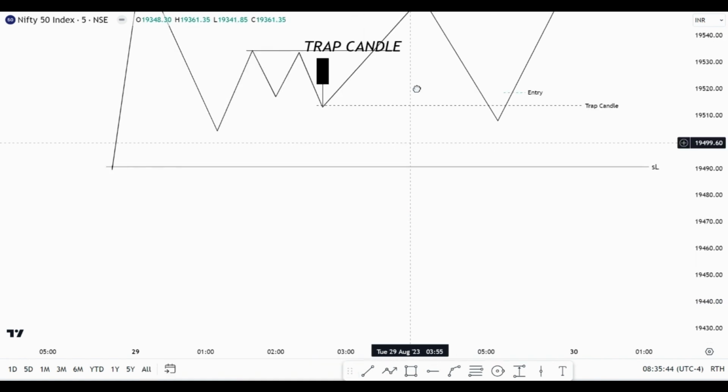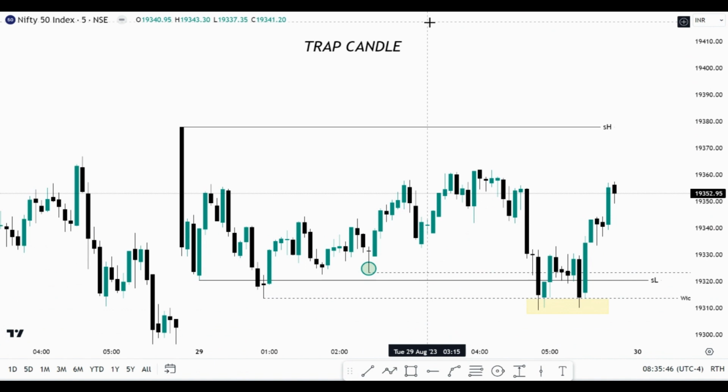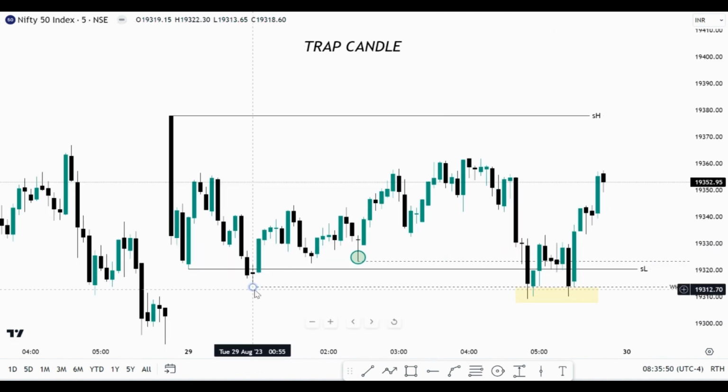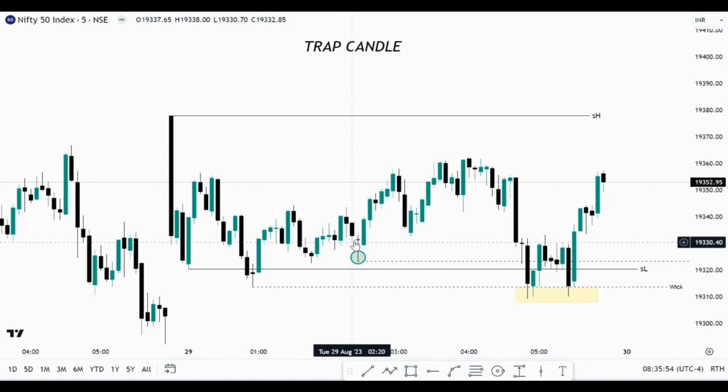Let me explain on the chart which is happening today in the Nifty, which is 29th of August. I'm not talking about this low and this trap. I'm talking about this candle low.